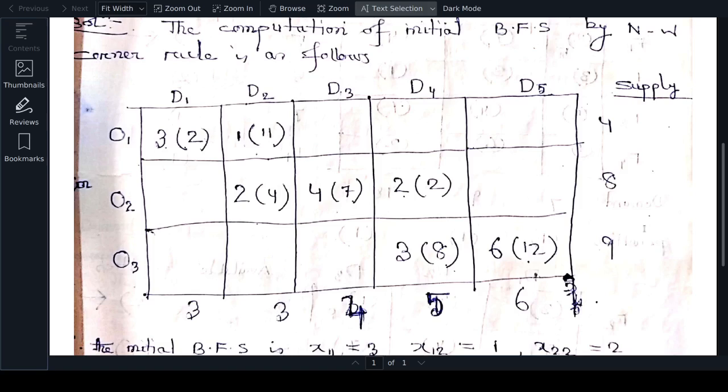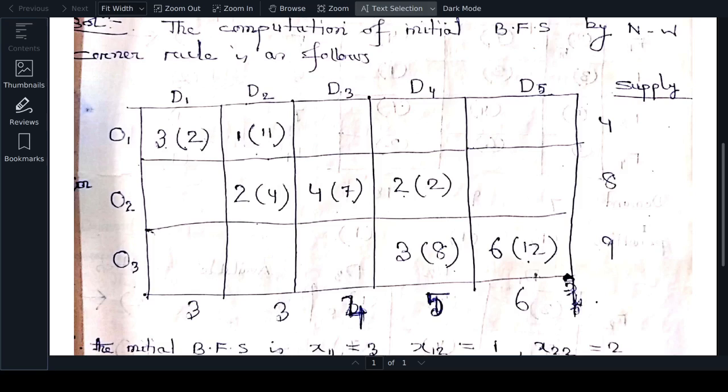Okay, and first column, our demand is 3. Second column, you see allocation is 1 and 2. 1 plus 2 is 3. Third column is 4. Okay. Fourth column, allocation is 2 and 3. So 2 plus 3, 5. So demand is 5. Okay. And fifth column is 6. And row wise you see first one is 3 plus 1, 4. Second row 2 plus 4, 6 plus 2, 8. And third row 3 plus 6 is 9.